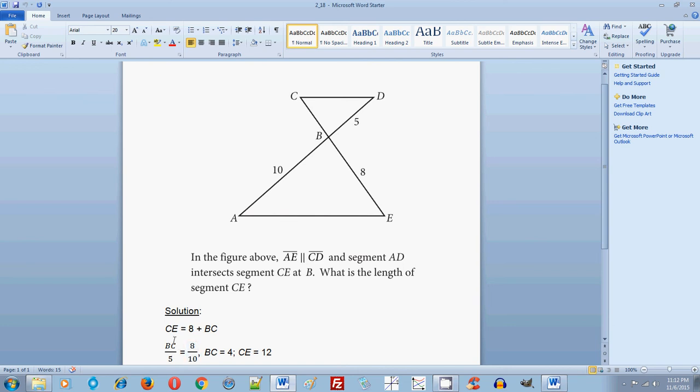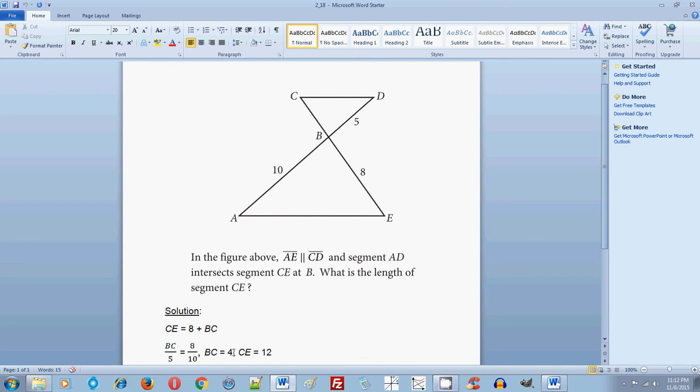So BC divided by 5 is equal to 8, which is BE, divided by BA, which is 10. So we carry out the cross multiplication, and we get 10 times BC is equal to 5 times 8, which is 40, and we divide both sides by 10. So BC is equal to 40 divided by 10, which is 4.